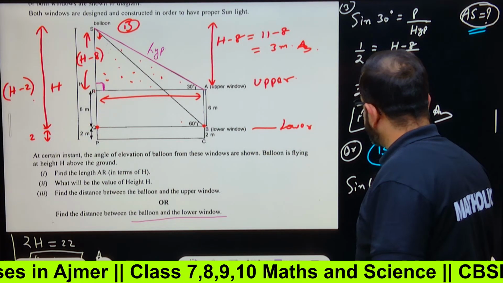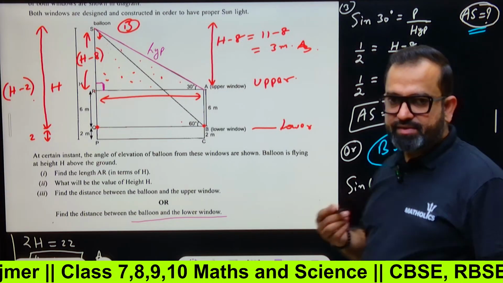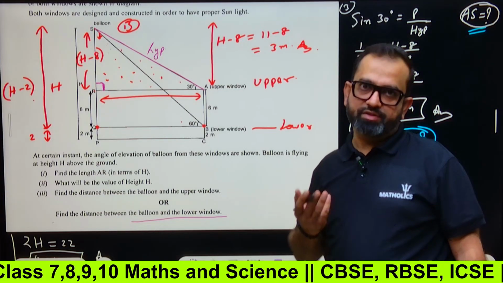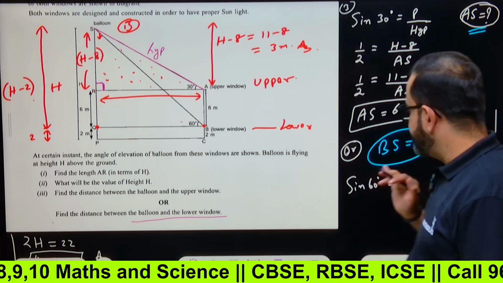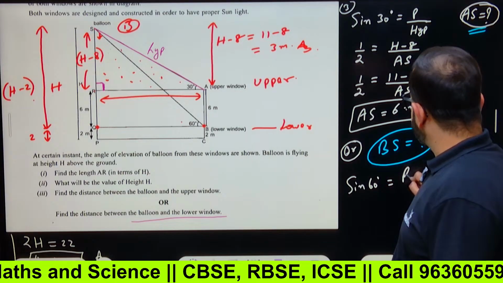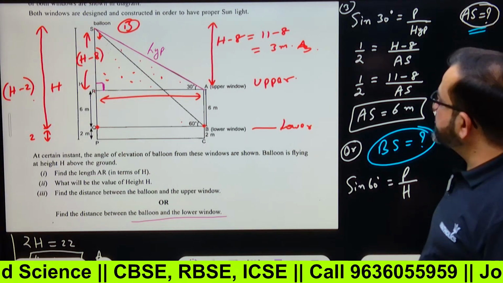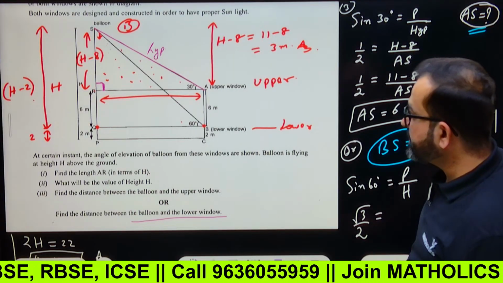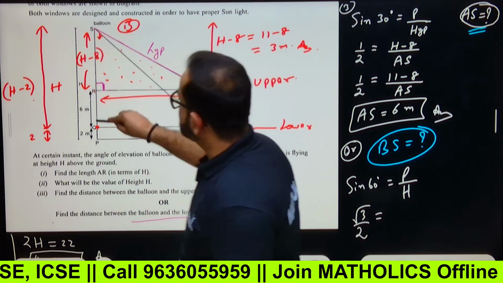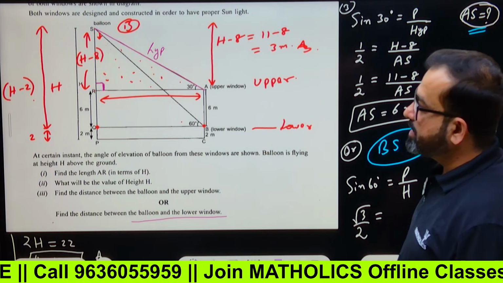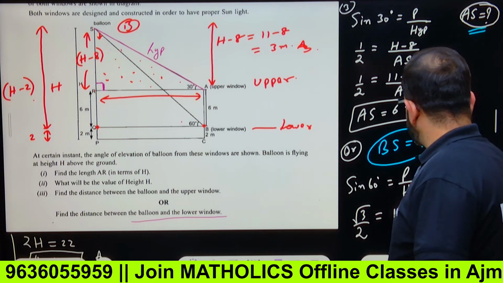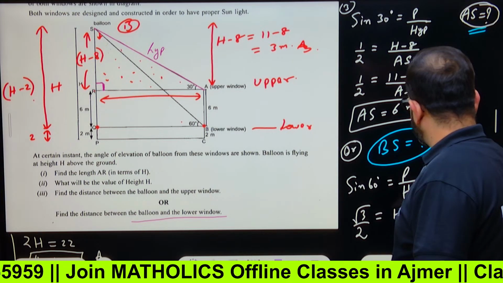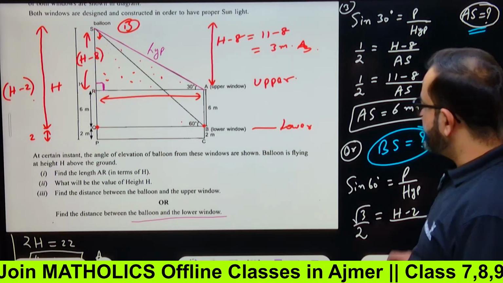Sine 60 or cos 60, because sine 60 is perpendicular upon hypotenuse and cos 60 is base upon hypotenuse. So sine 60 equals perpendicular upon hypotenuse. What is the value of sine 60? Under root 3 by 2. What is the perpendicular? The perpendicular is this complete length, SQ. That means h minus 2. This is the hypotenuse again, and we have to find BS.